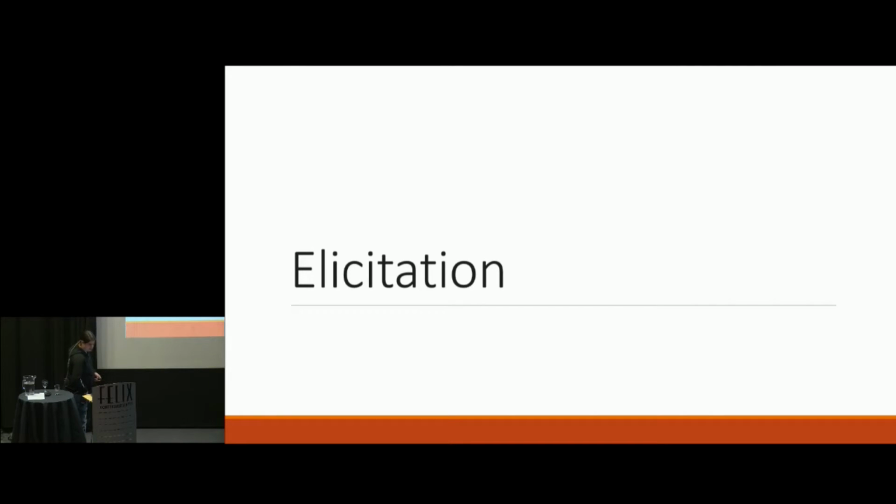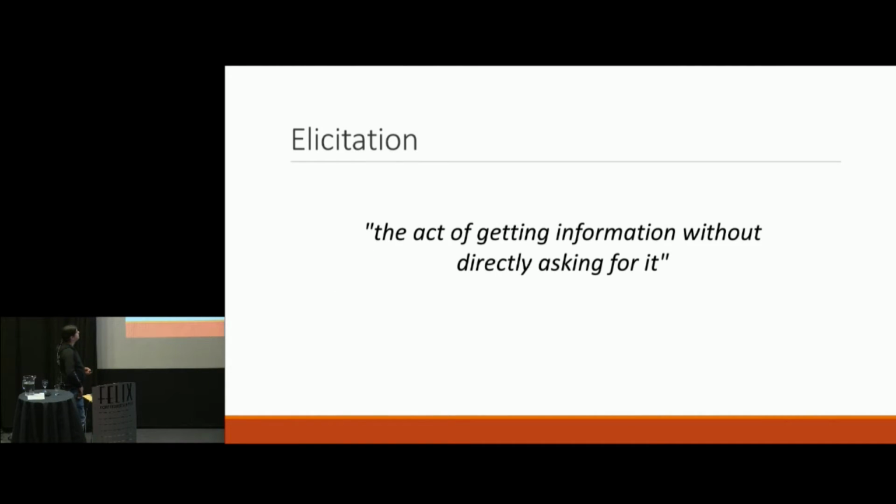Okay, so the next stage is elicitation. Elicitation is the act of getting information without directly asking for it. So if I go up to you and say, what's your password? That's not going to end very well, is it? So elicitation is about getting them to reveal information, but you don't directly have to go in and ask for it. You gradually coerce it out of them.